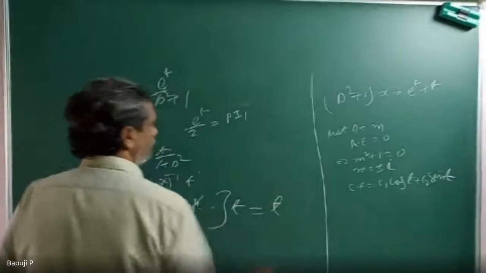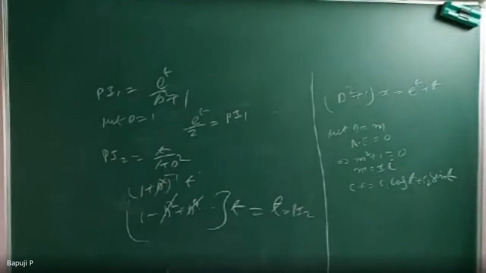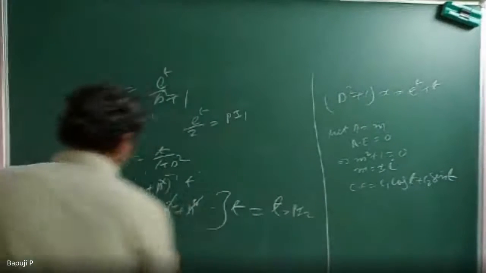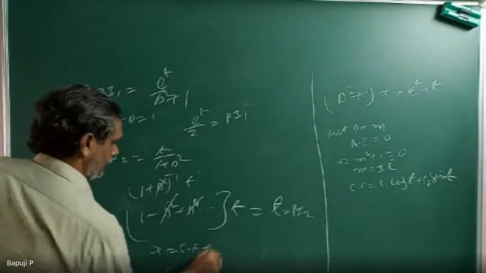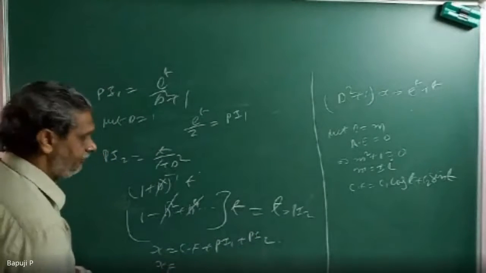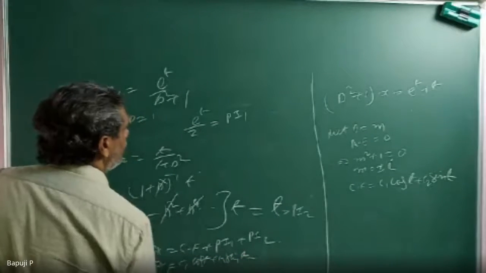Now what is the solution? Now tell me the solution at least, please. Solution is equal to what? Tell me please. x is equal to C1... Very good. Thanks. So x is equal to what? CF plus PI1 plus PI2. So who is my CF? C1 cos t plus C2 sin t. PI1 is what? e^t/2. PI2 is what? t.